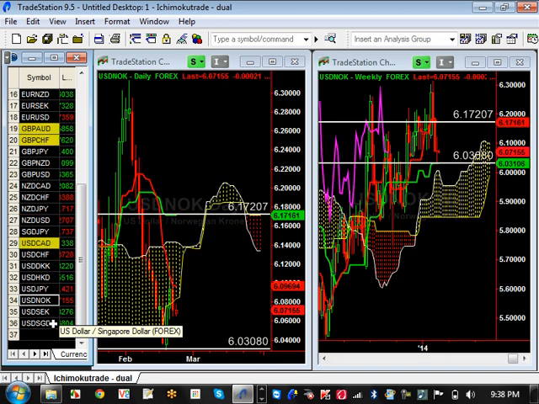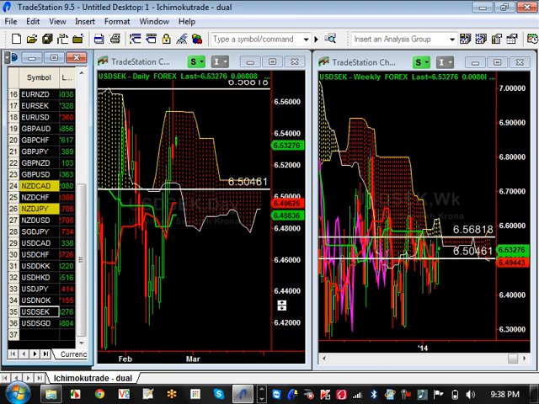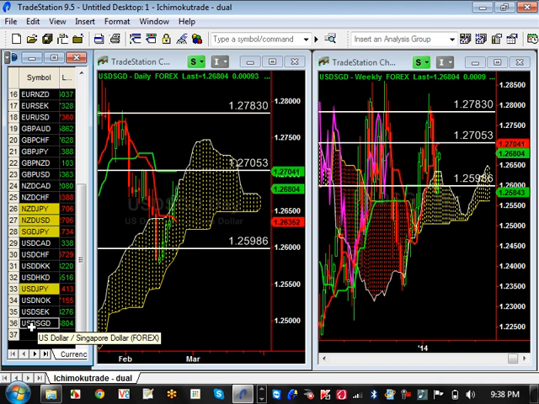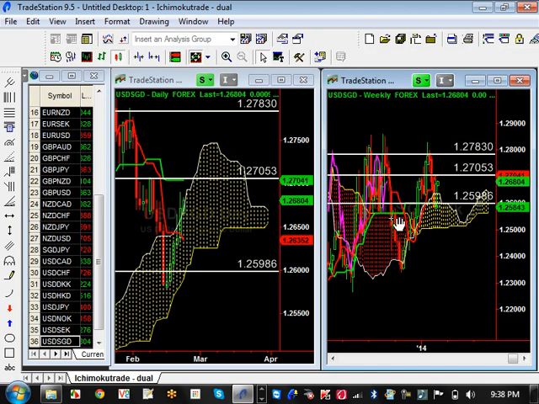USD NOK, not really doing anything. You guys can see a level there. USD SEK, not really doing anything. You can see ugly levels there. And then lastly, USD Singapore, really not doing anything there either. Consolidated in a tight range there.